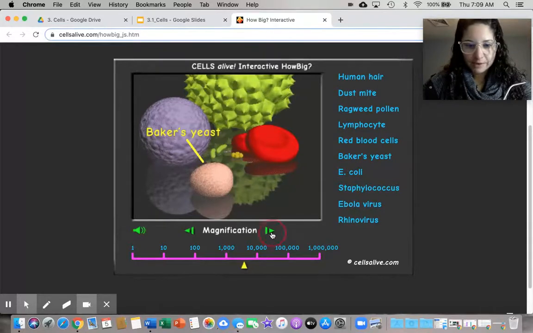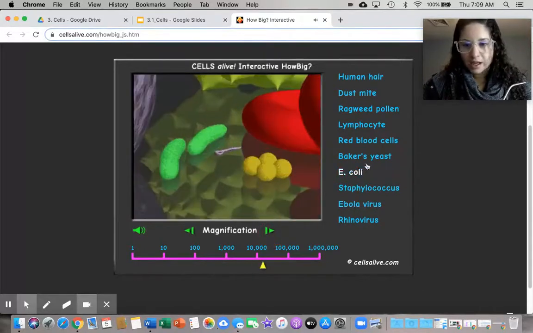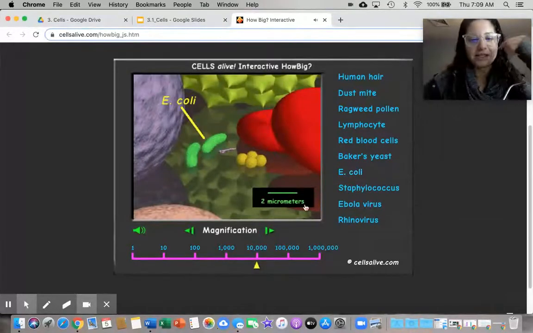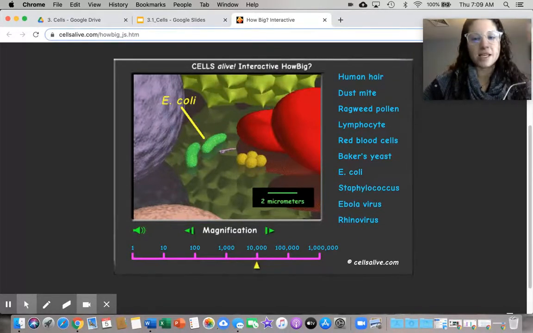All right, let's keep going. Zoom in. All right, we did baker's yeast. E. coli, this is a fun one. So we're at 10,000 times magnification. So this is itty bitty tiny. Need a really good microscope in order to see this. Now, E. coli is a type of bacteria. Bacteria cells are generally less complex than animal cells or plant cells or other types of cells. We're going to get into that in more detail a little bit later.